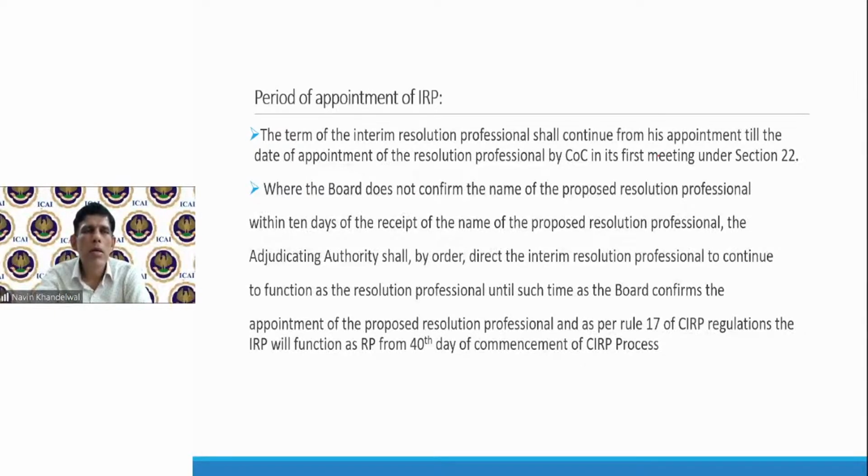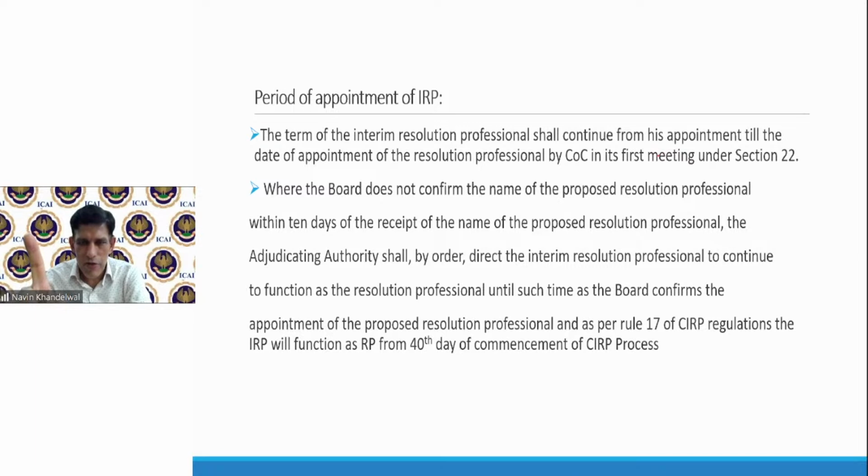And till the 40th day from the commencement of the insolvency process, he will be termed as IRP. Thereafter, he will be termed as RP or deemed RP. His designation will change from IRP to deemed RP or RP. I hope this whole process of appointment of IRP, till what time he will hold the office, is clear.